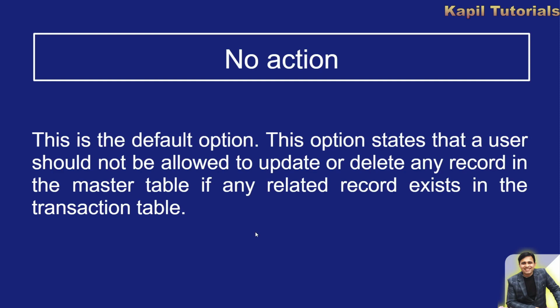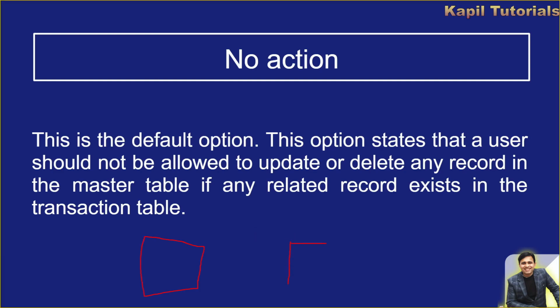That means the master table, transaction table, and record 1001. It is also having the record 1001. Now at both the places this record is there, and this is the master table. Now if I want to delete this record from here, it will not be allowed because this information is present here also in the transaction table.